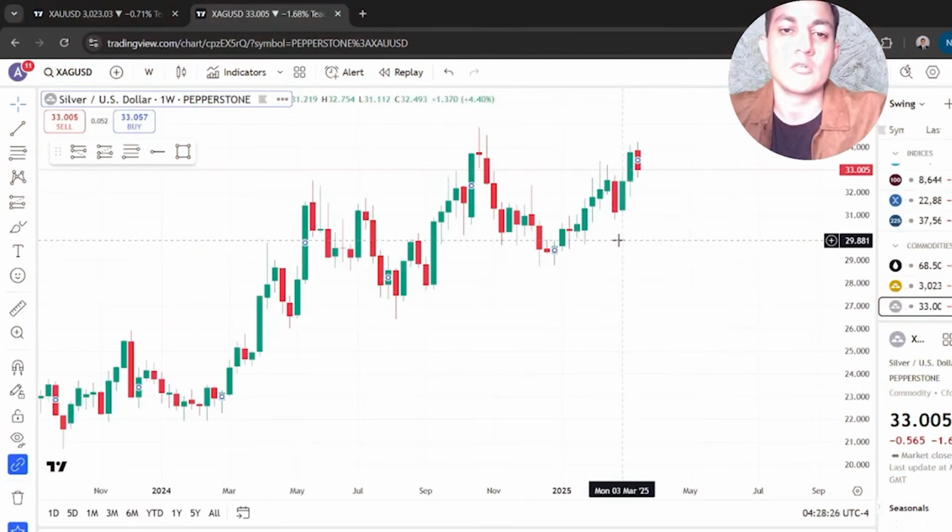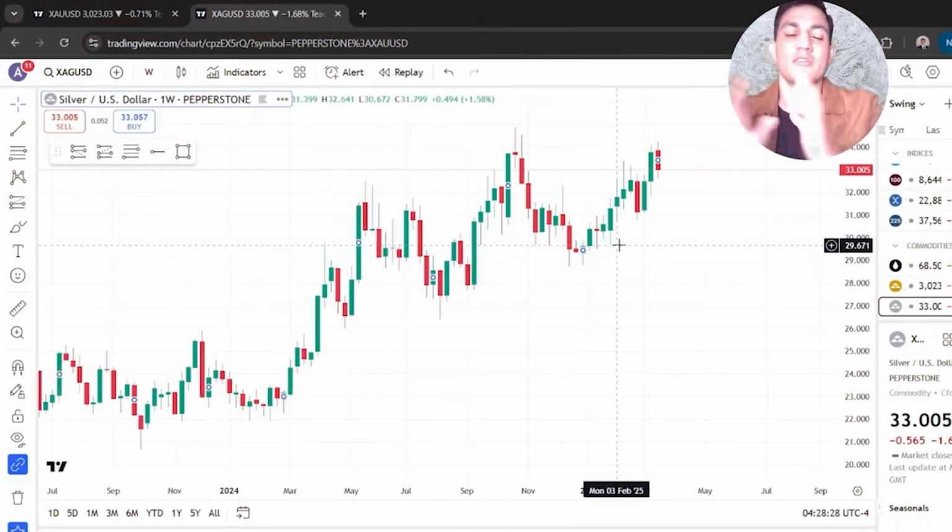I want to show you something called SMT divergence. I don't want to make it too complicated, but I want to show you how you can pick the best setups. Because if you're trading, let's say, 2 pairs, you want to be trading the best setup on the day. So what you need for this is a very similar market.